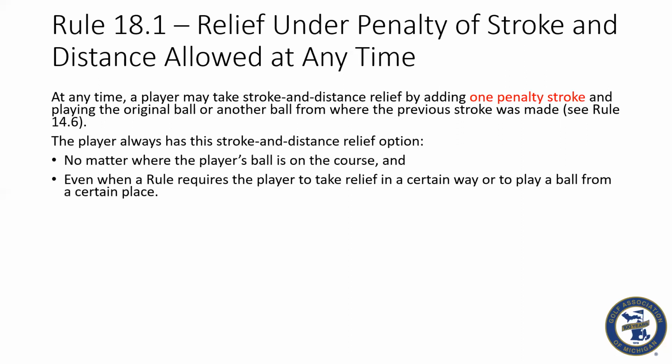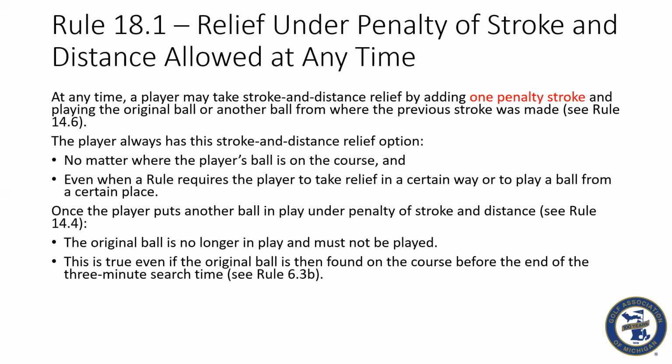All right. So a player can take penalty of stroke and distance at any time, right? We can always just go back and play under stroke and distance. We can deem it unplayable, and that's an option under the unplayable rule. There's lots of different times where we can go back and take stroke and distance, whether it's under a penalty area or an unplayable, but that is always an option to do.